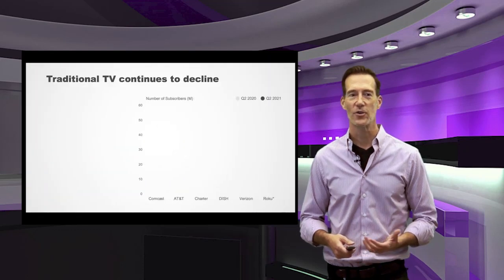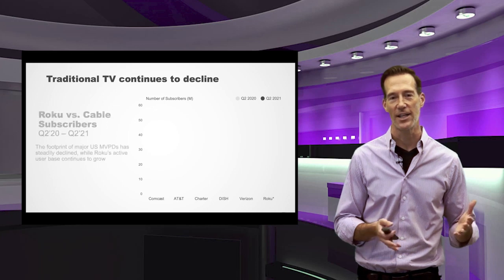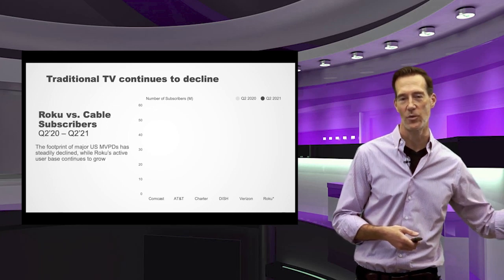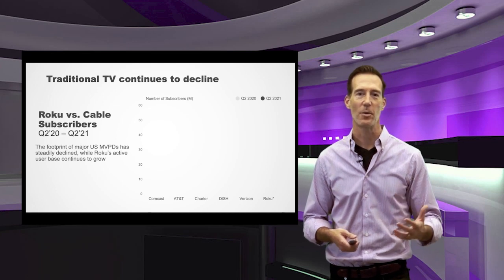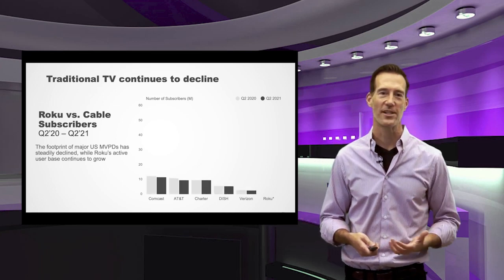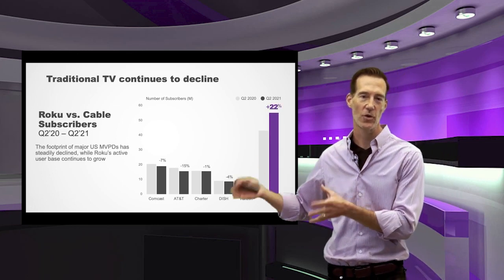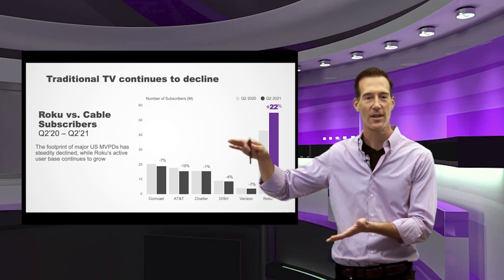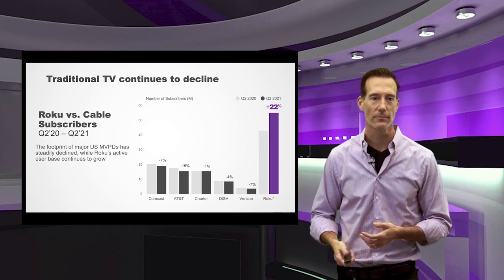So let's start with traditional television. Again, I don't think it's going to come as a surprise that over the last 12 months, June of 2020 versus June of 2021, even the best performing cable platform lost 1% of its user base. Compare that with 22% growth for Roku, and you can see the incredible disparities between television consumption traditionally and streaming.